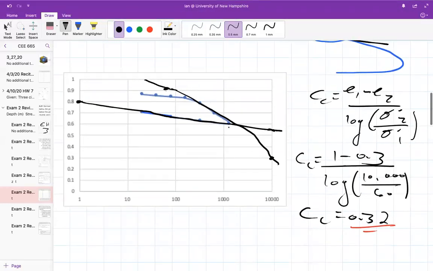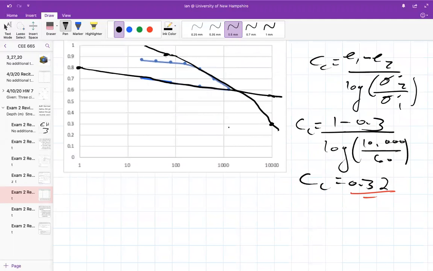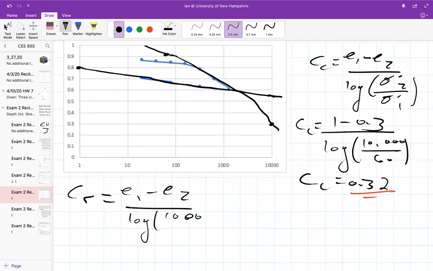Let me scroll. To find our recompression index, C sub R, we have e1 minus e2 over the log of 10,000 over 1. When we do that math, we get 0.065 for our recompression index.